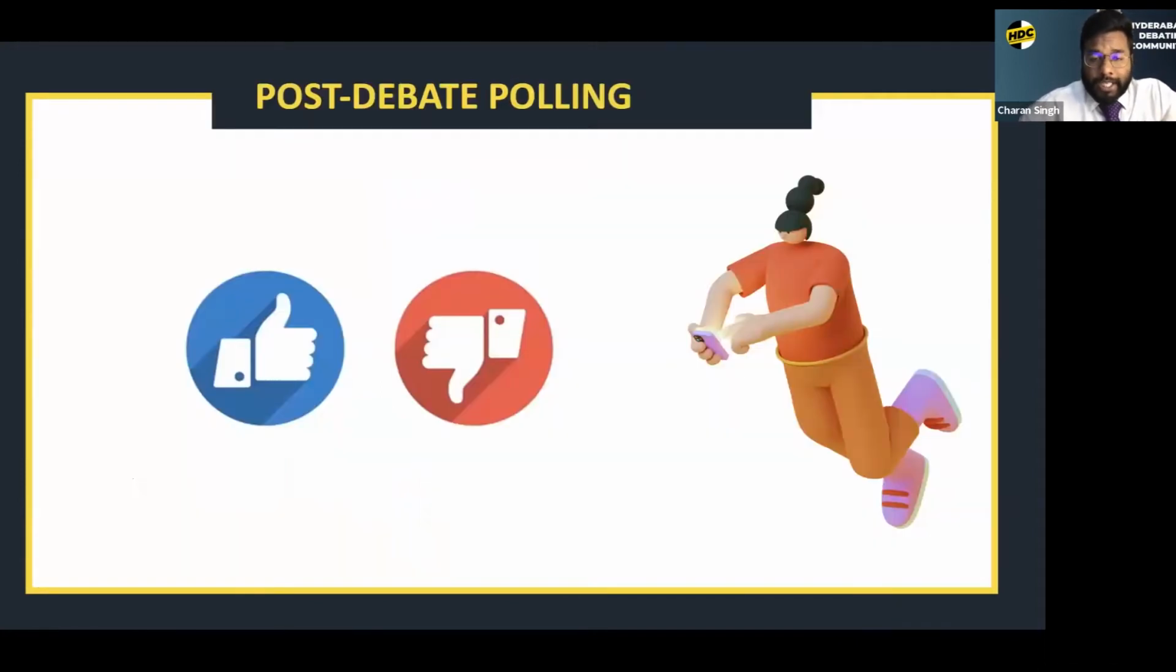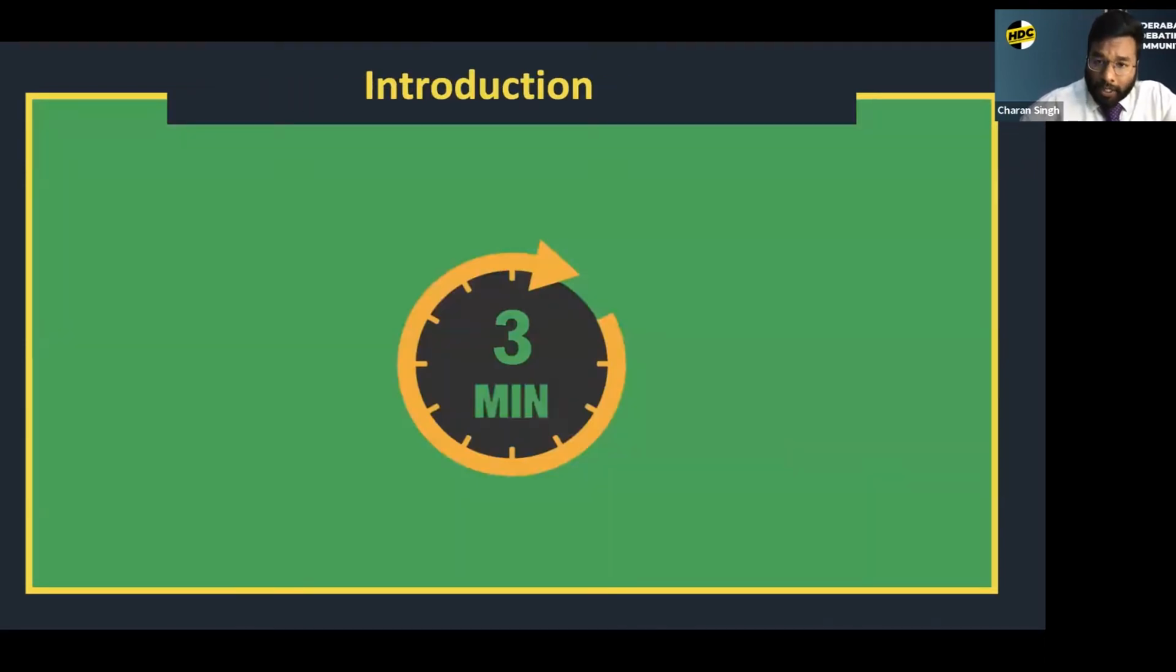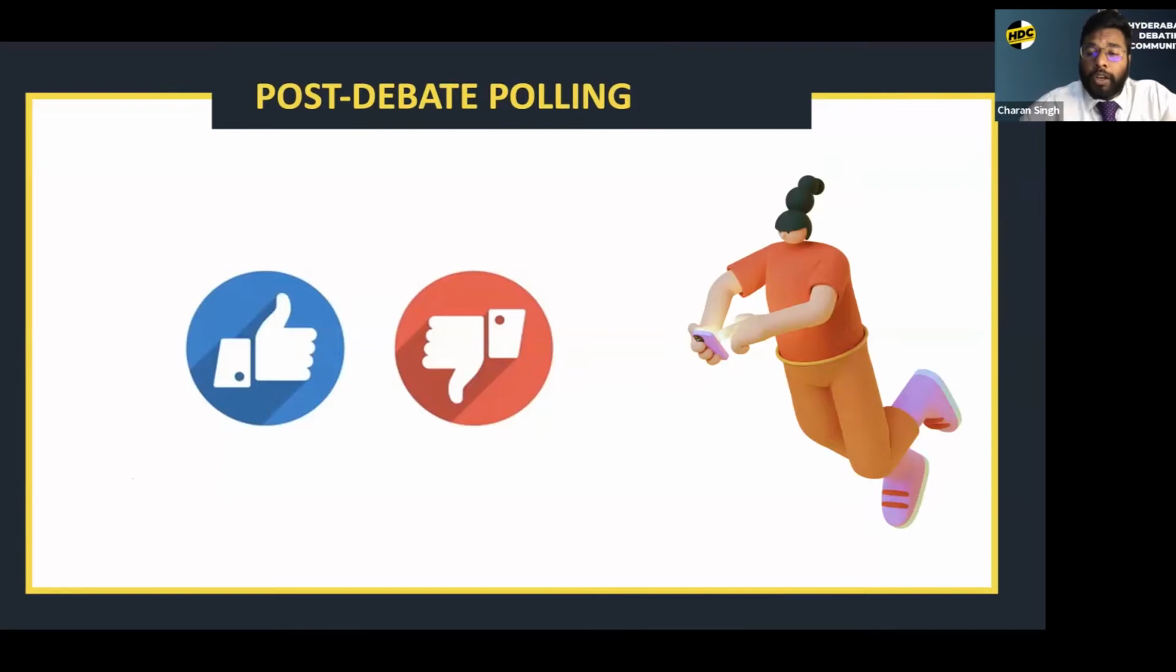Now, once this entire thing is done, we'll have a post-debate polling. What do I mean by this? I'm going to send the voting link to all the 5, 6 judges who have initially voted, and they will vote again, for or against the motion. Once that is done, we will calculate the swing of the vote, if there has been any persuasion from one side to the other, and that is going to help us determine which team is the winner.